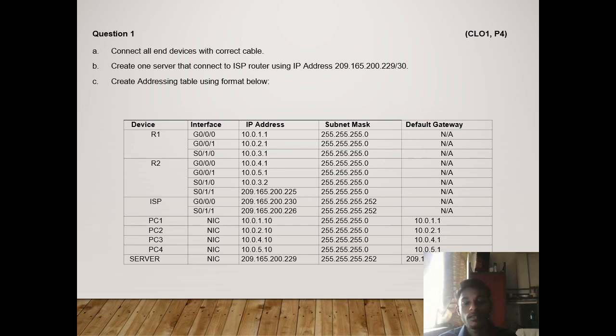and PC3 IP address 10.0.4.10, and the subnet mask 255.255.255.0, and the default gateway for PC3 is 10.0.4.1, and PC4 IP address 10.0.5.10, and subnet mask 255.255.255.0, and the default gateway 10.0.5.1.